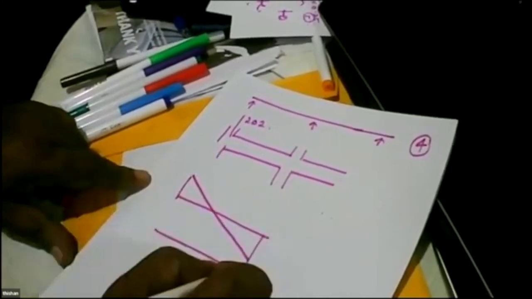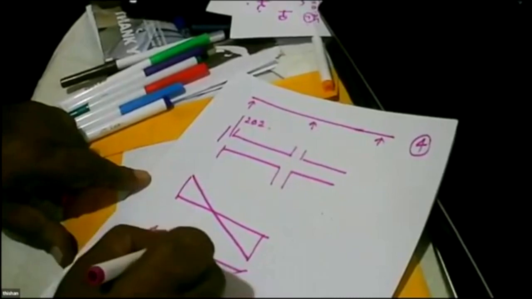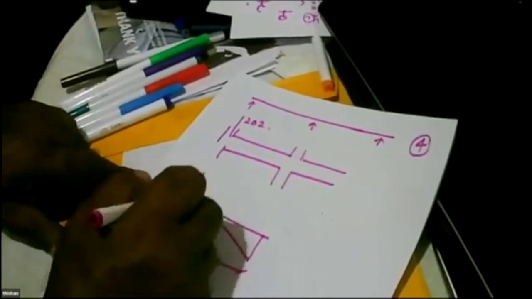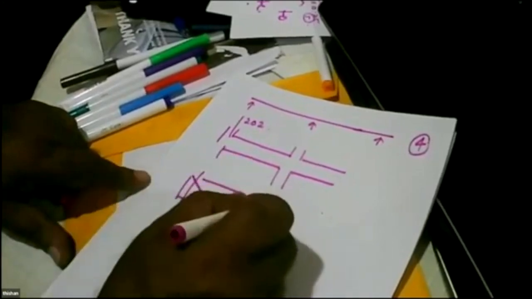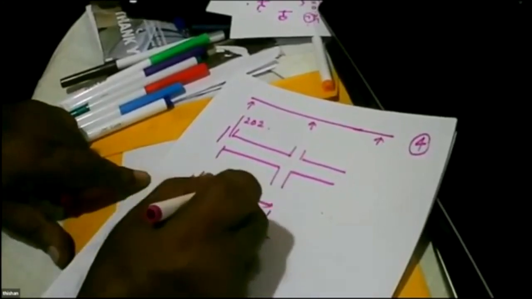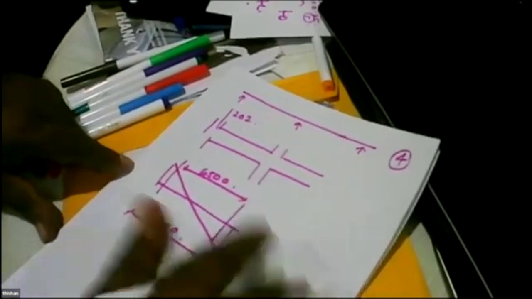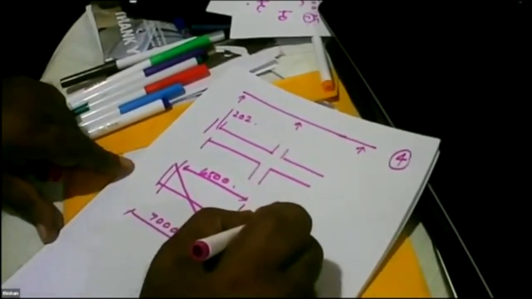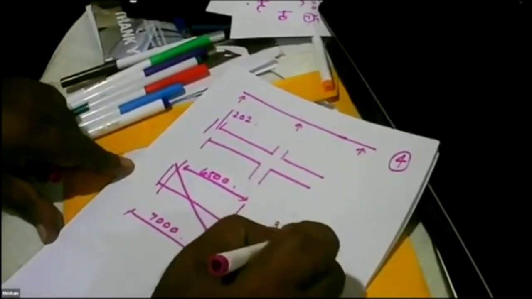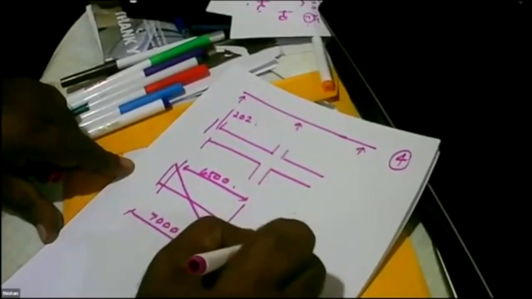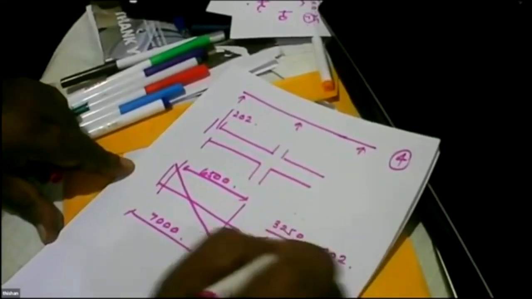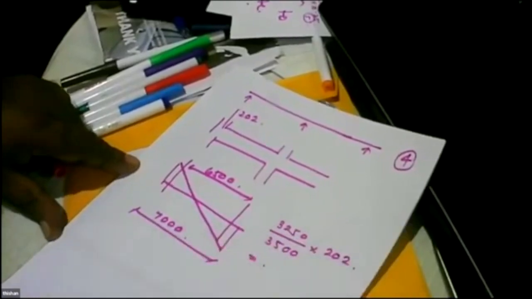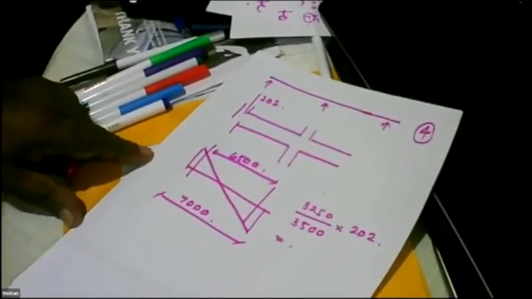So this is 7,000 center to center, face of the support 6,000. So I have to say 3,250 multiplied by 3,500 multiplied by 200. What is the value, Bandhuga? 180.